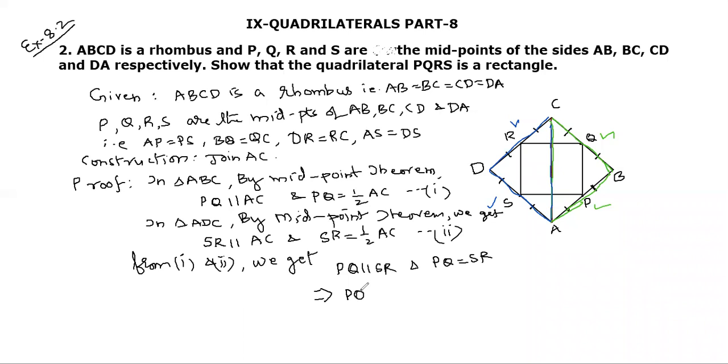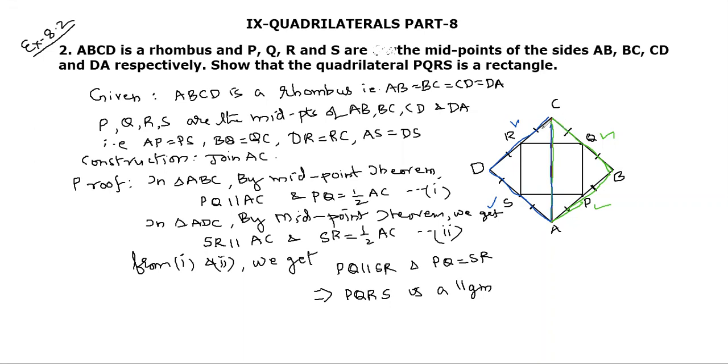PQRS is a parallelogram. So the first part, we have shown that this is a parallelogram, meaning opposite sides are parallel and equal. Now we have to show one of the angles is 90 degrees.